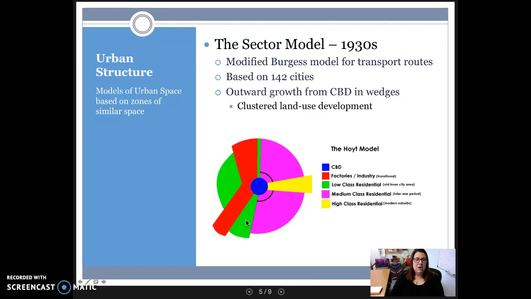afford it. Hoyt also included this wedge, for example, for the high-income residential development, showing that people would live closer to the CBD but also farther away. So Hoyt tried to rectify some of these problems through the studies where Hoyt noticed that things were a little different than a perfect concentric circle model.